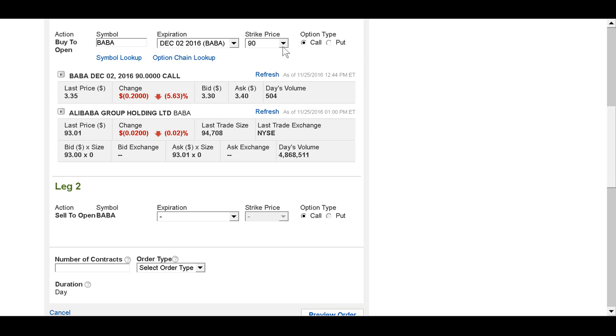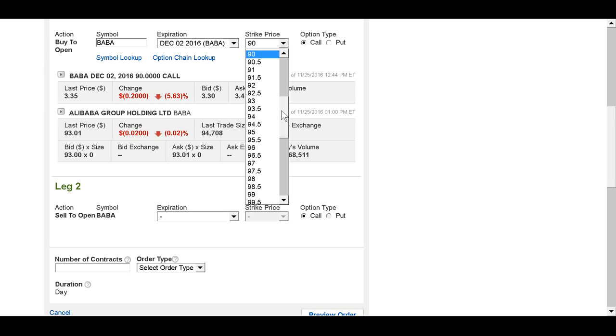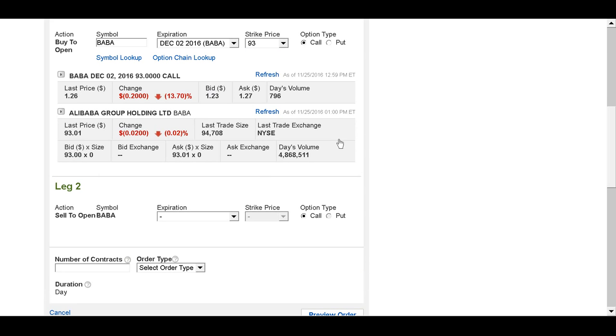All right. So let's look at an at the money call option, which would be the 93 call, because right now we're going to say it's trading at 93 exactly. We're going to pretend. And so at the money options have no extrinsic or time value at all. I apologize. I said the wrong thing. They have no intrinsic value. At the money options have no intrinsic value.